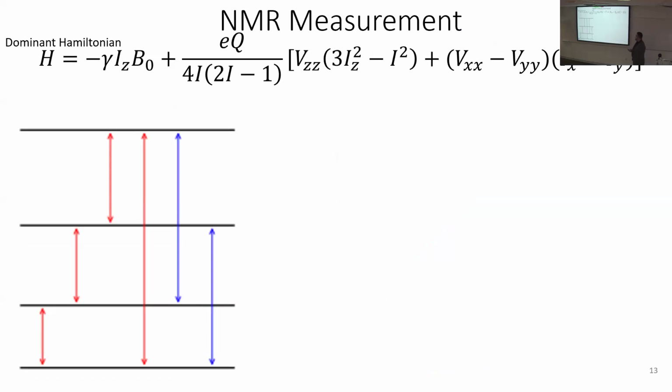And so how do you perform an NMR measurement in this case? This is the dominant Hamiltonian, which is the combination of the Zeeman Hamiltonian and the quadrupolar Hamiltonian, and you have these 6 unique transition frequencies. How do you measure them? Well, what you do is you apply a perturbation. And the perturbation in this case is a linearly polarized radio frequency pulse given by this Hamiltonian here.